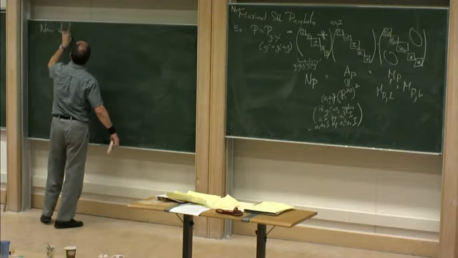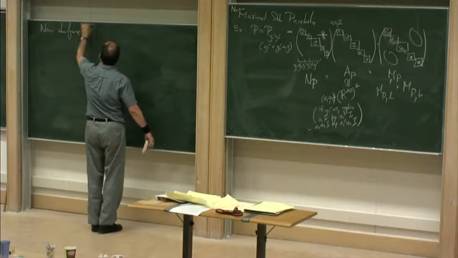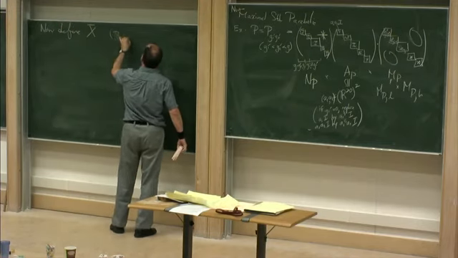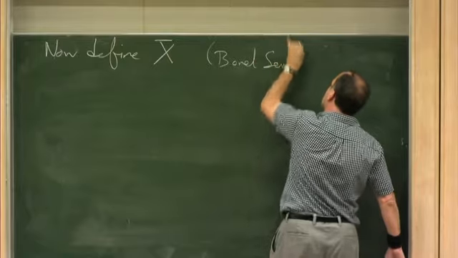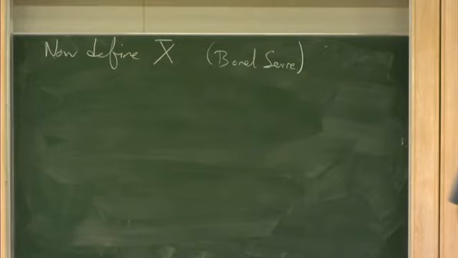Now let's define x bar. This is perverse there. So we first do a partial compactification before taking the quotient by gamma.